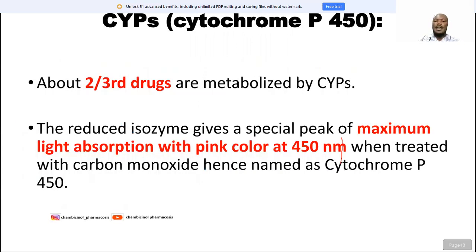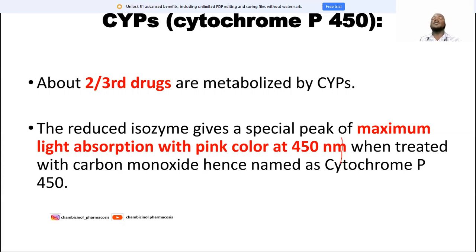So this CYP450 microsomal enzymes metabolizes almost 2/3 of the drug. It is metabolized by these cytochromal enzymes. As you know, these cytochromal enzymes are about 200. There are more than 200 CYP450 isoenzymes, which are grouped into more than 20 families. So they are called CYP450.